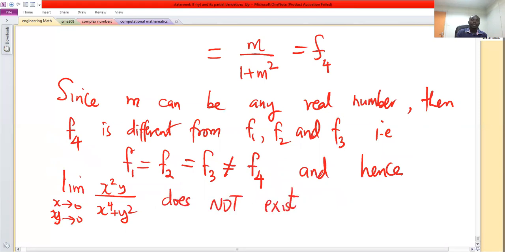For the limit to exist, all of f1 up to f4 should give the same value. But the possibility of getting a different value for f4 from 0 exists, since 0 is only obtained when you set m to 0. Because m can be any real number, this can take on different values apart from 0. Because of that inequality, the limit does not exist. So that's how we do that problem. Thank you.